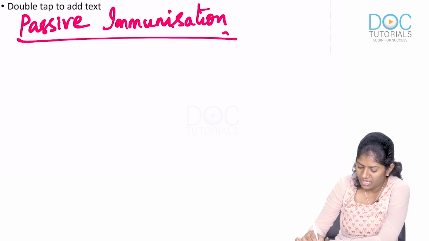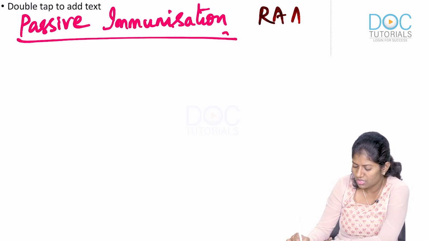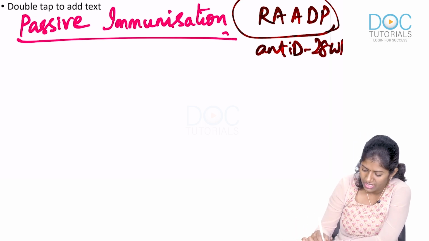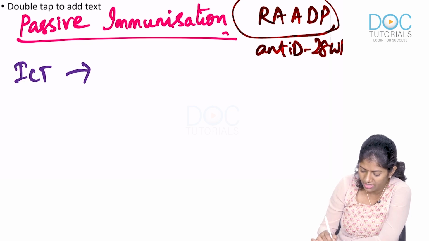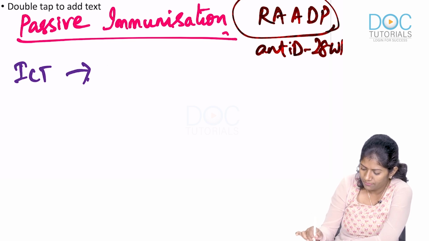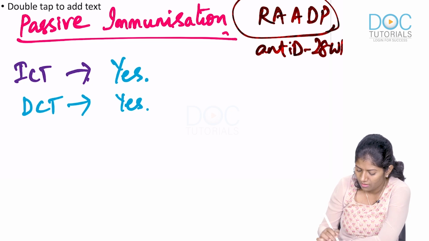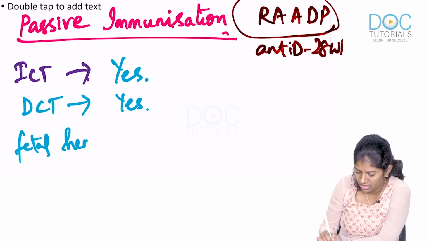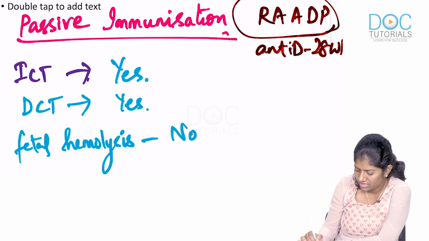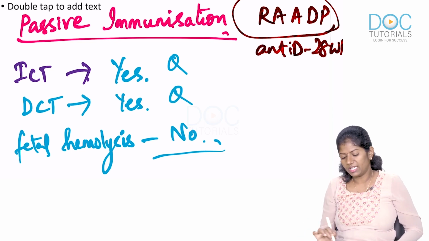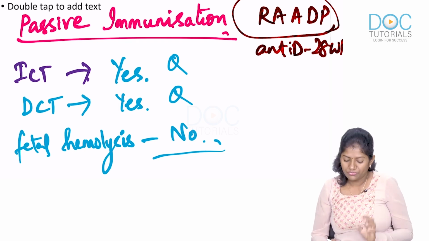When I say passive immunization, I'm talking about routine antenatal anti-D prophylaxis, the anti-D that we give at 28 weeks. Can it convert ICT positive? Yes, it can. Can it make the DCT positive? Yes, it can. Does it cause fetal hemolysis? No, it does not. These are the three important MCQs you have to know. It can make the ICT positive. It can convert DCT positive. It does not lead to fetal hemolysis.